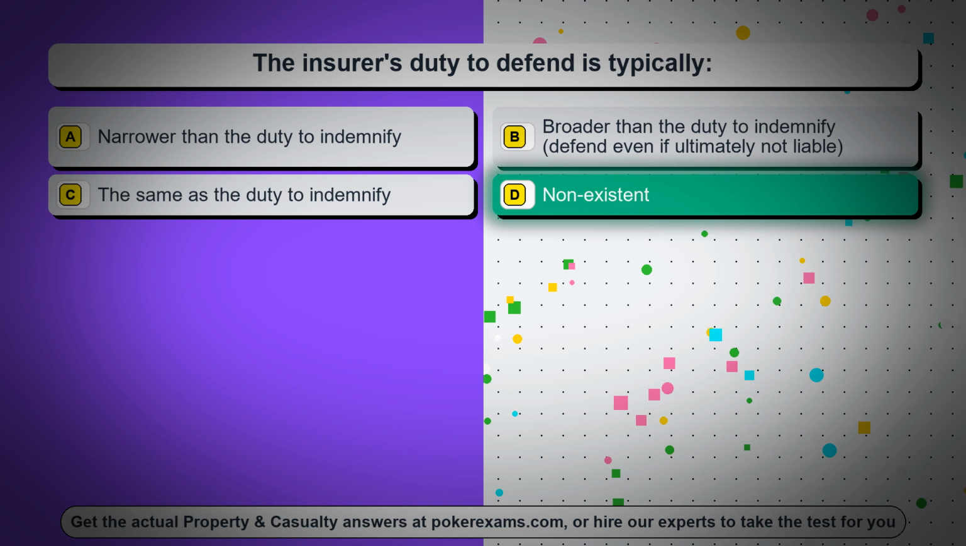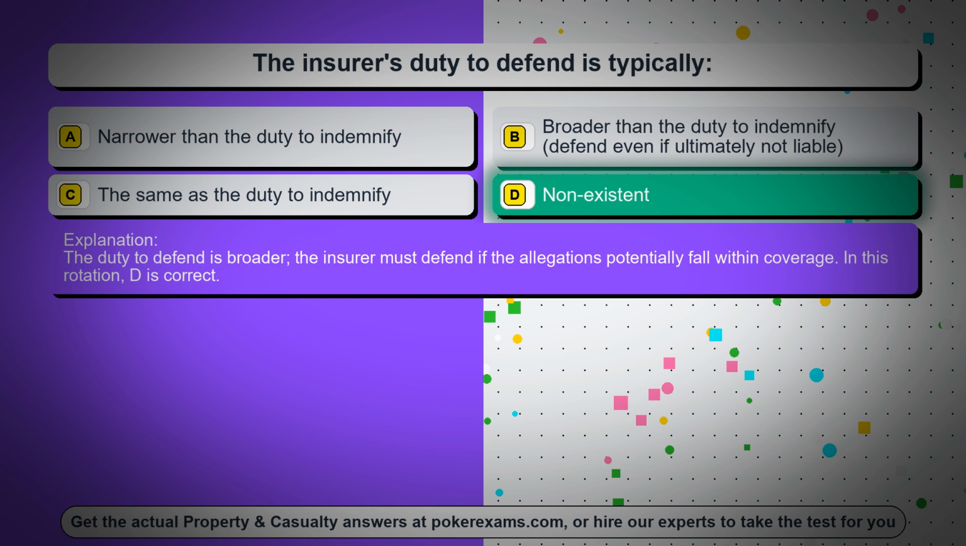Non-existent. The duty to defend is broader. The insurer must defend if the allegations potentially fall within coverage. In this rotation, D is correct.